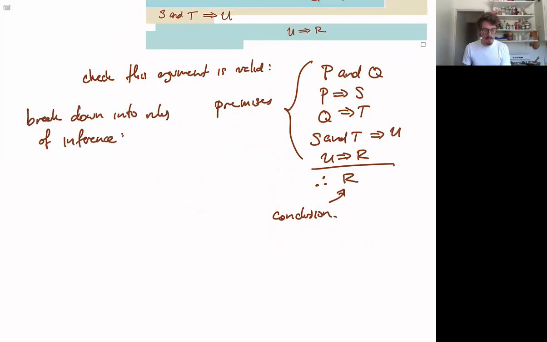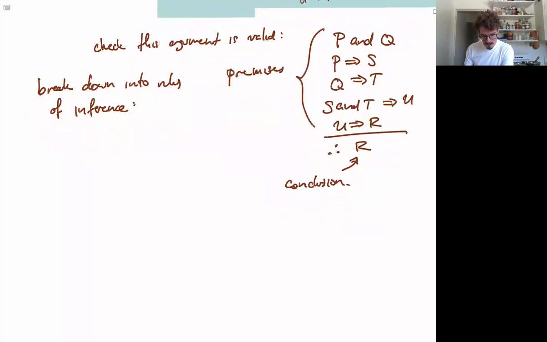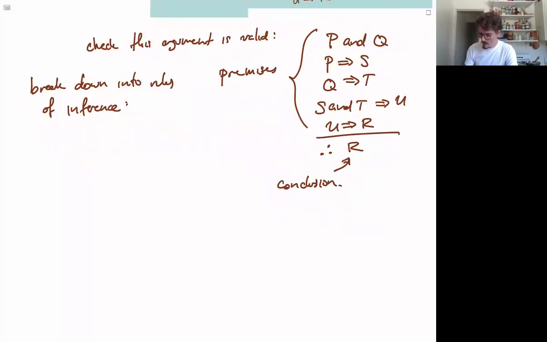So let's go through this example, and hopefully you will understand what I mean. Here's our argument. Let's start with the first premise, P and Q. I'm going to write each step and then why we know that that is true. So this is a premise. We're assuming it's true.